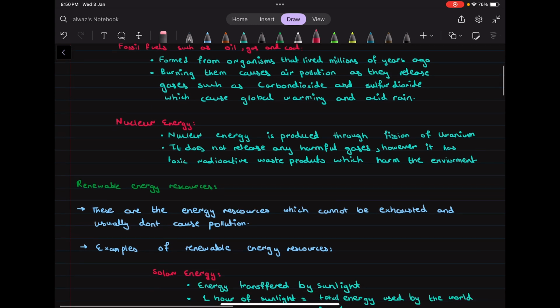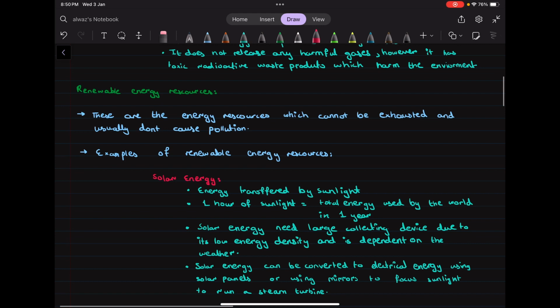The next energy resource we have are renewable energy resources. These are the energy resources which cannot be exhausted and usually don't cause pollution. So, for example, solar energy, the energy produced from sunlight. We know that we cannot use up sunlight. It is always available for us, and no matter how much we use, we always have more sunlight. And producing energy from solar doesn't produce any gases, and it's not radioactive, so it doesn't cause any pollution.